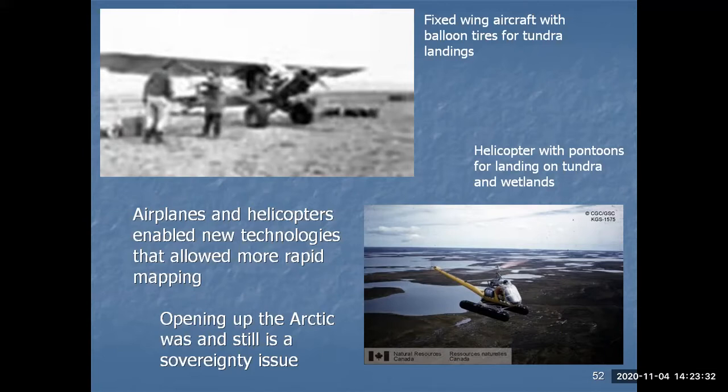In the upper photograph, you're looking at fixed-wing aircraft with large tires that allow them to land on the tundra quite easily. We used a lot of helicopters because in the tundra you don't have a lot of space for takeoffs and landings. So the helicopters really came into their own in the Arctic work that we had. We also used a lot of airplanes.